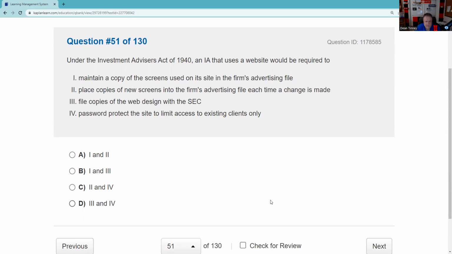Under the Investment Advisers Act of 1940, an investment advisor that uses a website would be required to do what? So what is required of an investment advisor's website? Maintain a copy of the screens used would be, there's our second 30 minutes.